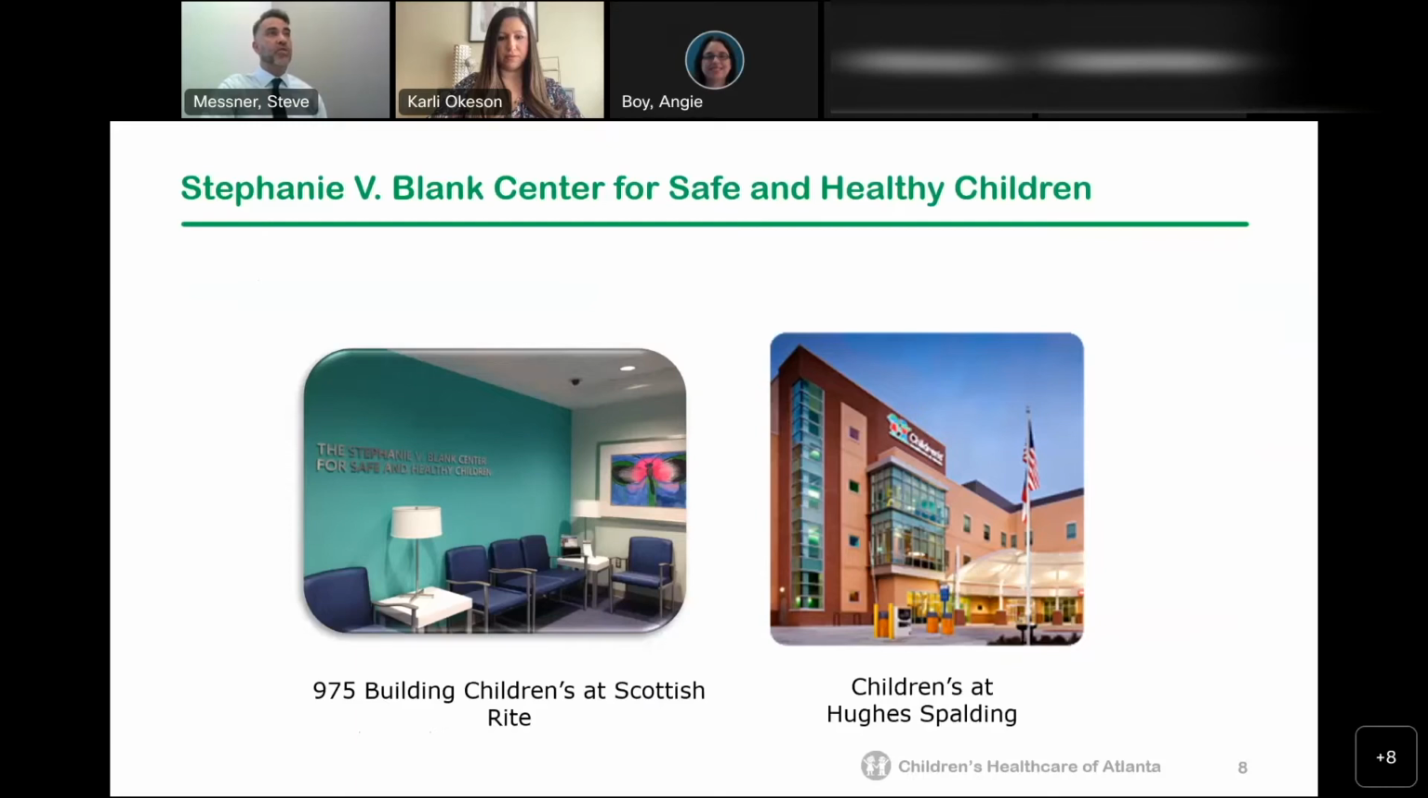And we'll also see children for follow-up. So if we saw them acutely in the hospital, primarily for physical abuse concerns, we'll see them back about 2 weeks later. And the same thing if we saw them acutely in the emergency room for sexual assault concerns, we'll see them back in about 2 weeks.